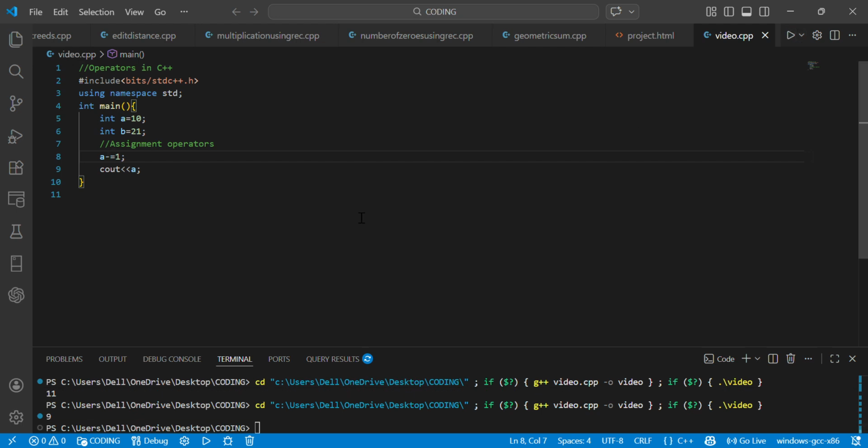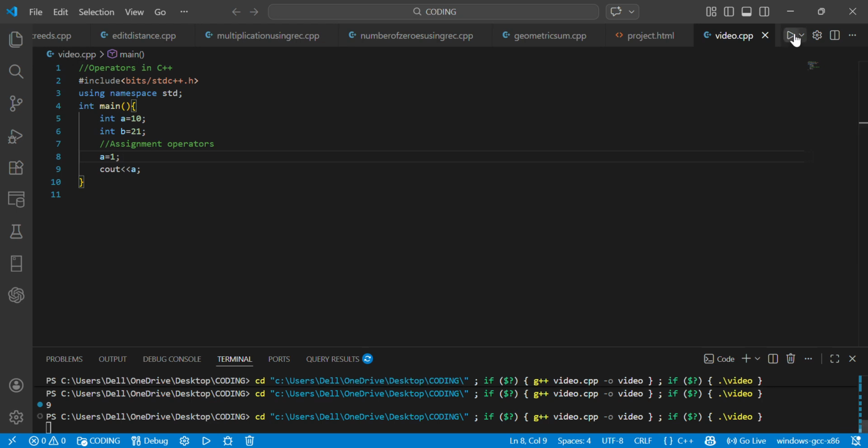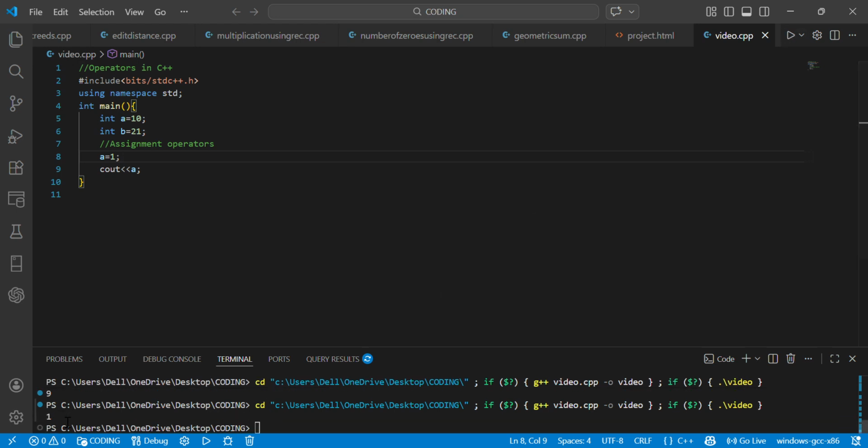The another operators are assignment operators. There is another, a equal to 1, then it will give 1 to a and this instance is over, so the output is 1. See, these are assignment operators.